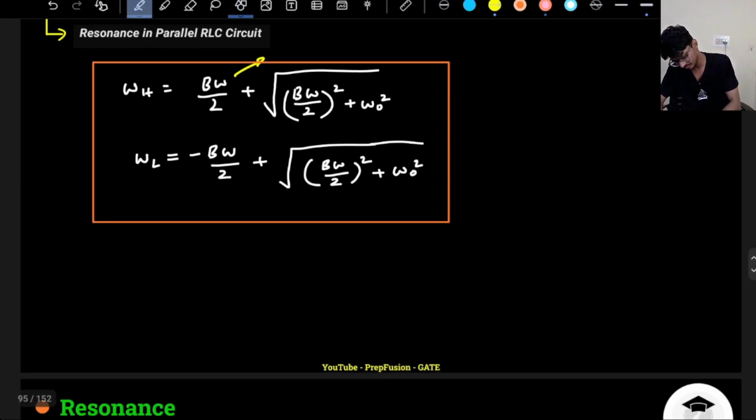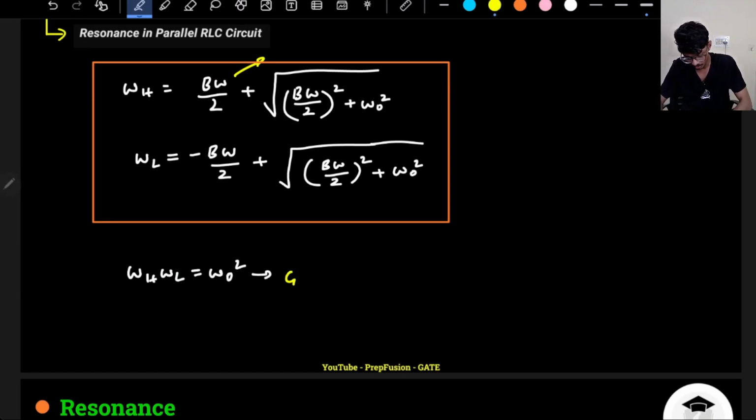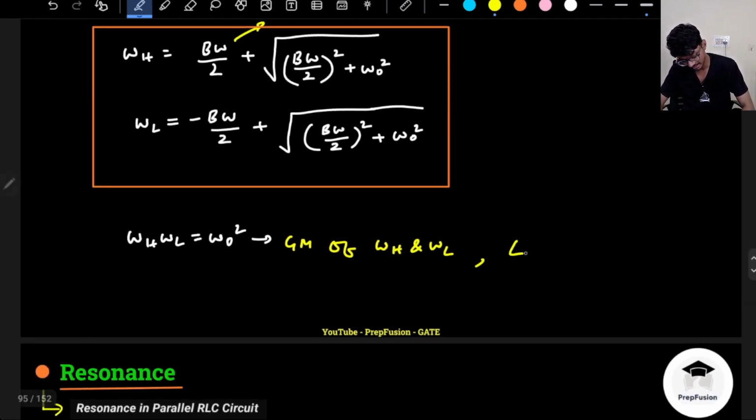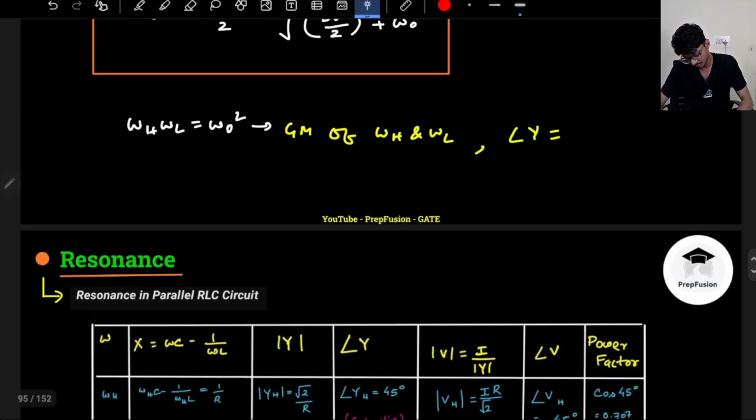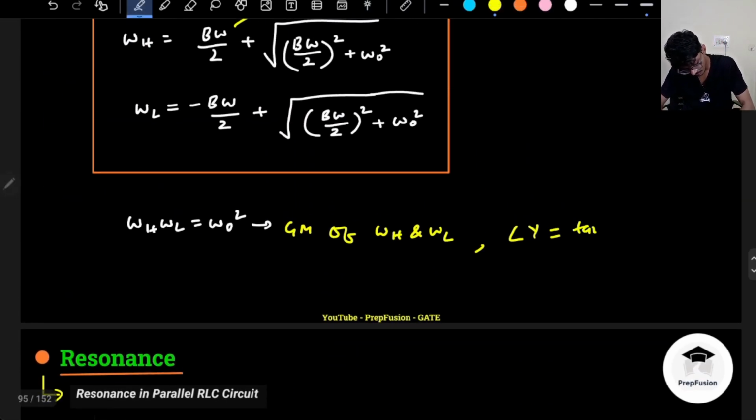Another interesting fact, again the same formulas we will get, that is omega H into omega L you will get as omega naught whole square. So again I can say it is GM. Omega naught is the geometric mean of omega H and omega L. Same thing, nothing has changed. Now if I discuss the phase angle at 3 dB frequencies. At the 3 dB frequency, if omega is equal to omega H, what is my angle? Angle is tan inverse of omega C minus 1 by omega L divided by 1 by R.